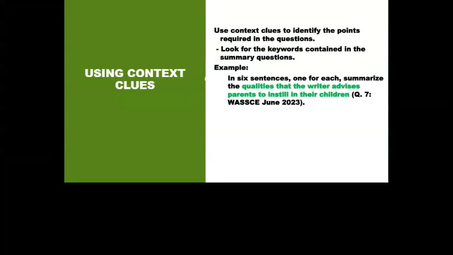All right, those keywords are contained in the summary questions. Let's look at the summary question, and I'll show the keywords there. In 6 sentences, one for each, summarize the qualities that the writer advises parents to instill in their children. So the keywords are: qualities that the writer advises parents to instill in their children. What the keywords help you to do is that when you start reading the passage, once you see these keywords, you know you have come to the area where you will find the answer.